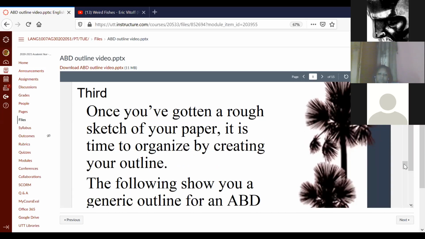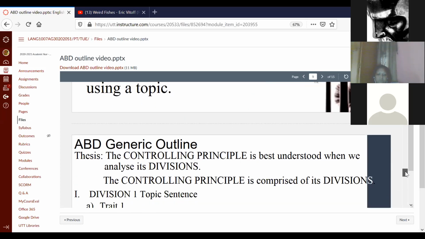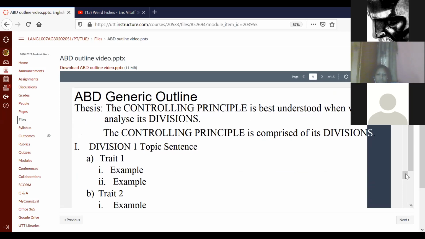So once you've gotten a rough sketch of your paper, you can now attempt an outline. So now that you've thought fully about your topic, you can come up with a thesis statement. You could come up with a way of organizing your essays, right? So let's look at it in a generic form.